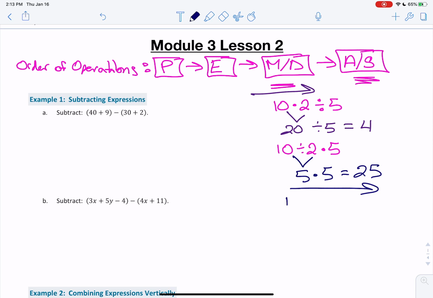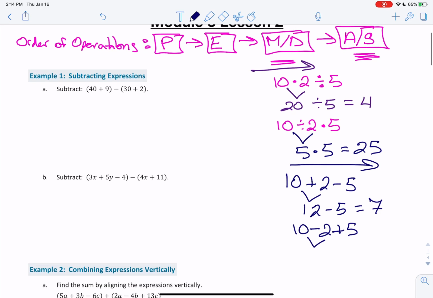If I have 10 plus 2 minus 5, then the addition would come first because it happens first in the problem. And we'd have 12 minus 5, and that would give us 7. But if the problem was 10 minus 2 plus 5, we would do the subtraction first because it's listed first in the problem. So 10 minus 2 is 8. 8 plus 5 is 13. Once again, two very different problems.